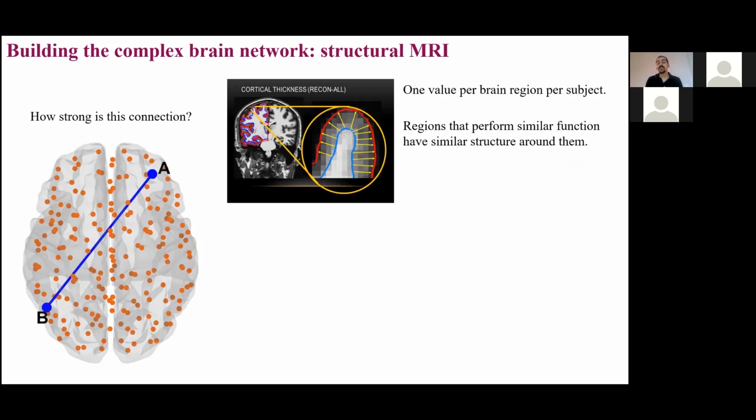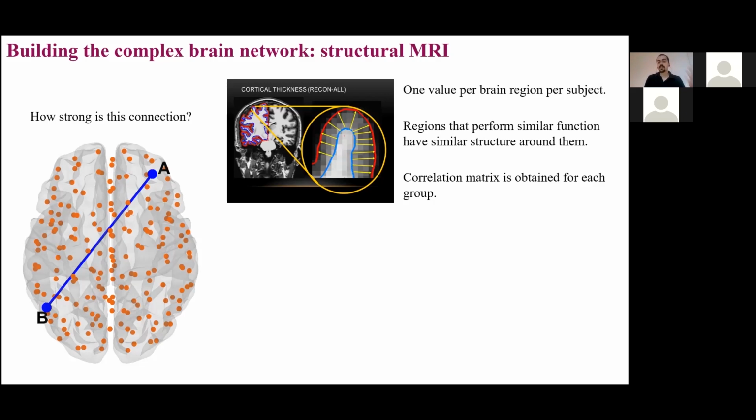And this basically assumes that if you have a couple of regions that are performing a similar function, then these two regions are expected to have a similar structure around them. So that's the core of this structural MRI network building. And then basically you obtain one value per region, per subject.